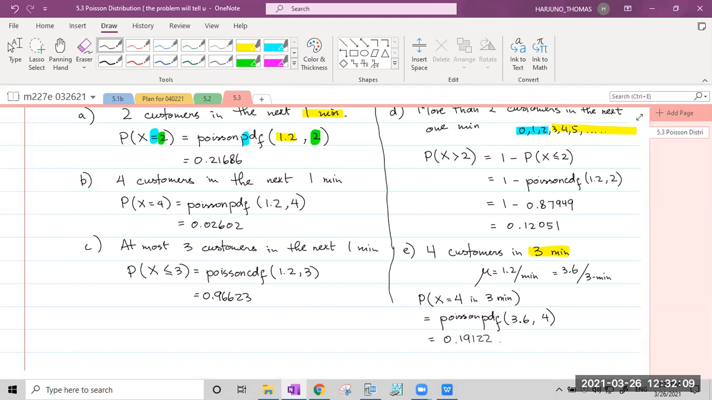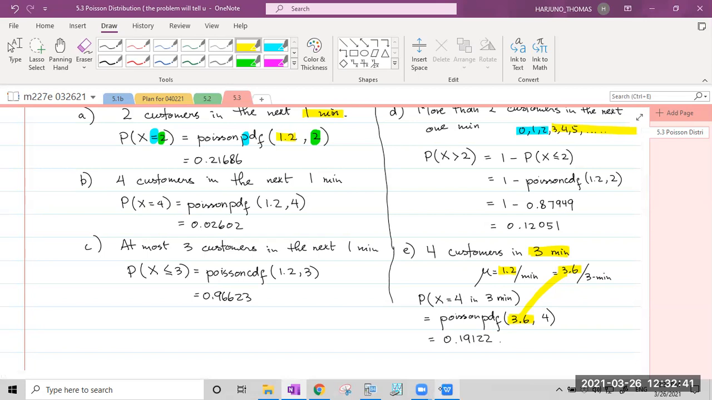The key is this though. Once the time interval is no longer 1 minute, then you need to adjust the average to the number of minutes you need. So for 1 minute it is 1.2, then for 3 minutes, you multiply by 3. So you don't use 1.2 anymore. The average for 3 minutes will be different from the average for 1 minute, right?